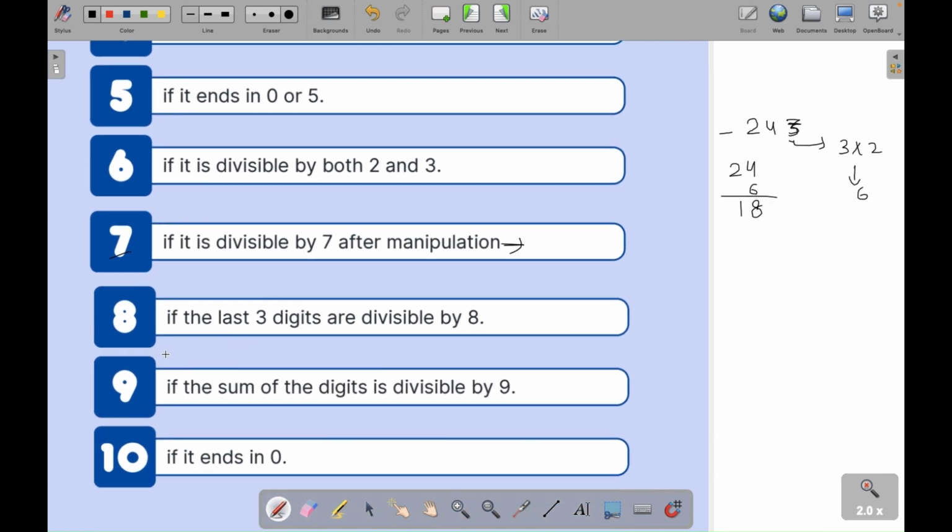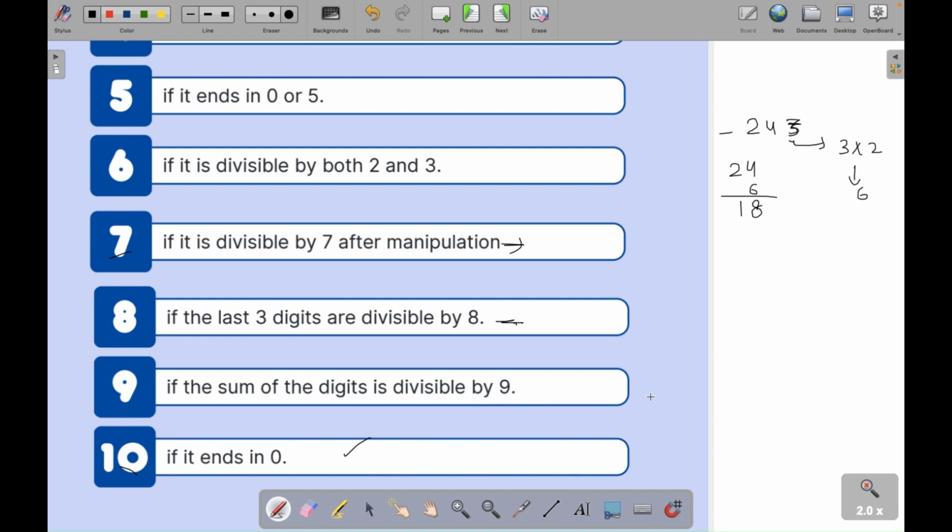A number is divisible by 8 if the last three digits are divisible by 8. A number is divisible by 9 if the sum of the digits is divisible by 9. And a number is divisible by 10 if the last digit is 0. We also have divisibility rules for 11, 12, 14 and so on, but we'll stick to 10, because most of the questions we get require finding factors up to 10 only.